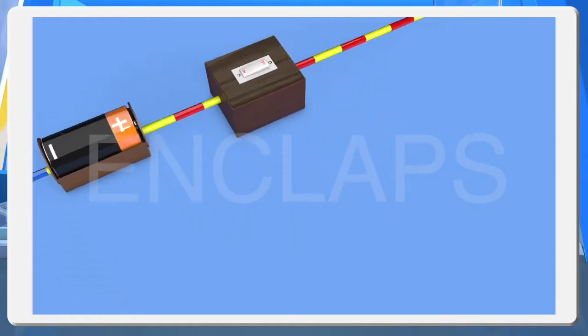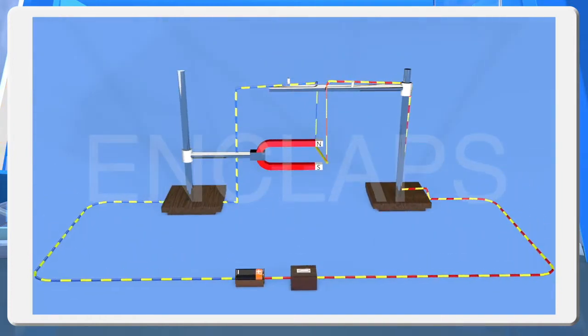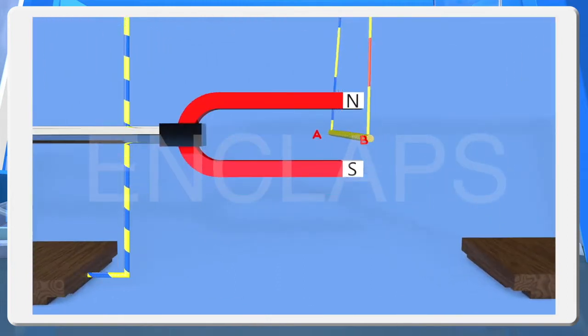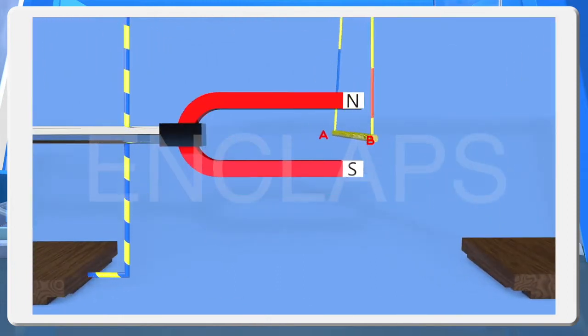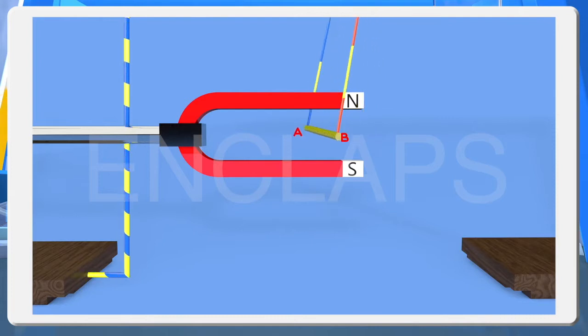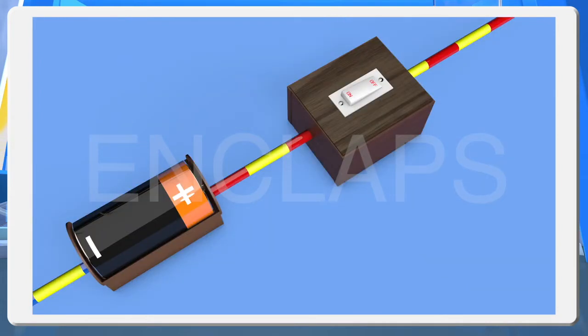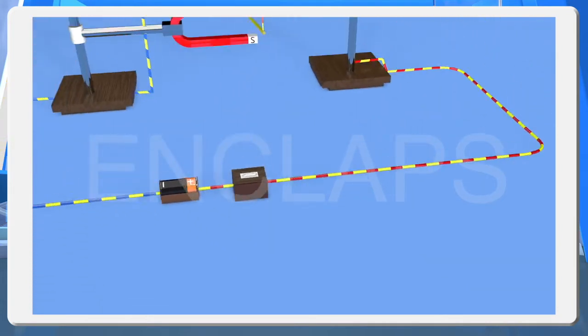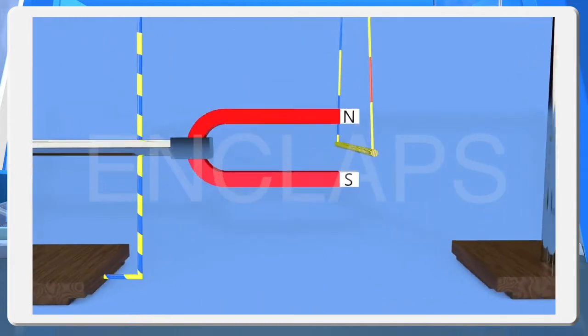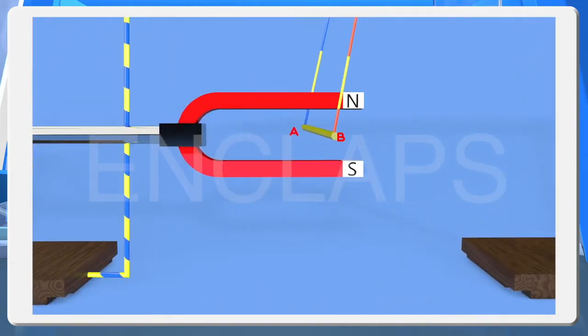What if the current is reversed? The conductor moves, but there is a difference. Now the conductor is moving in the opposite direction. Again, if we reverse the magnet, the direction of motion of the conductor changes.